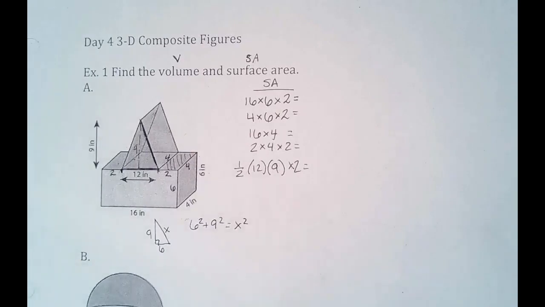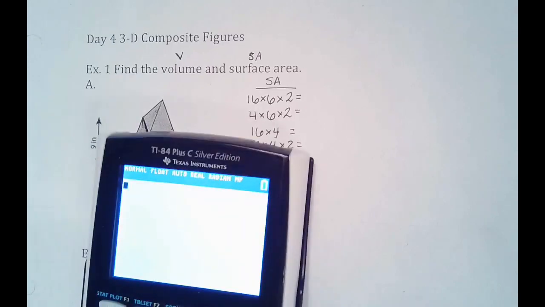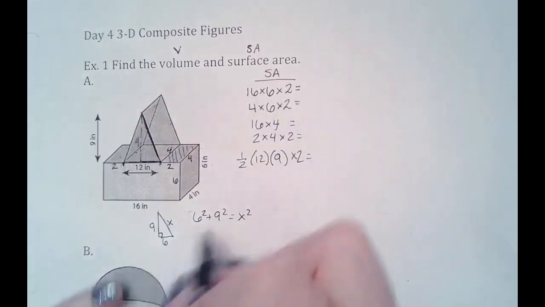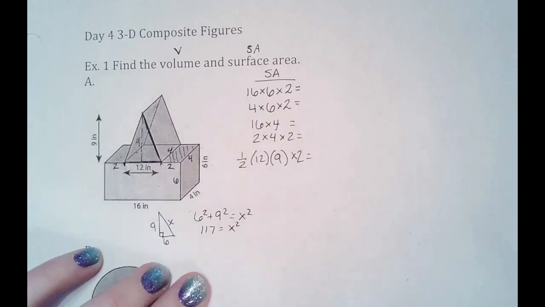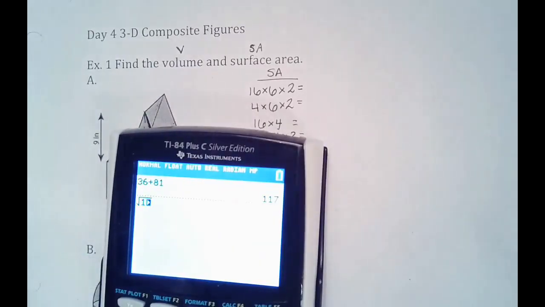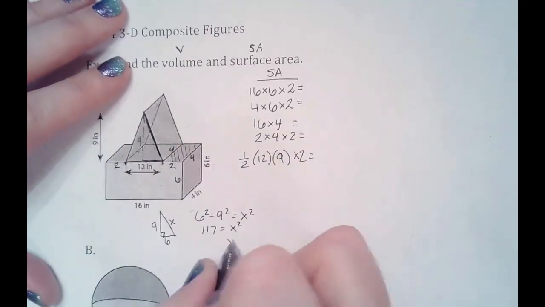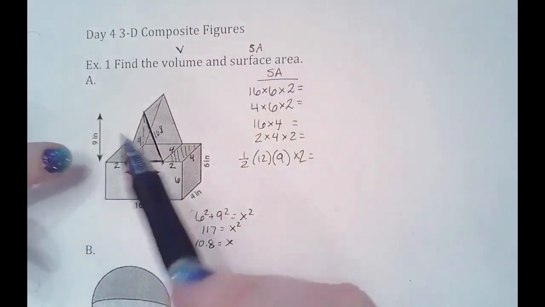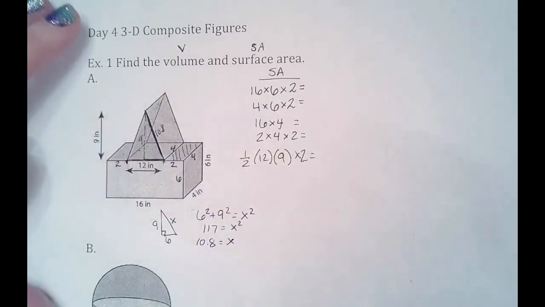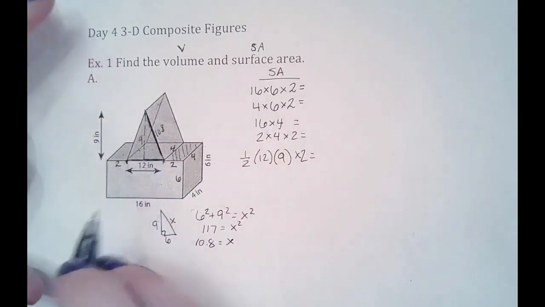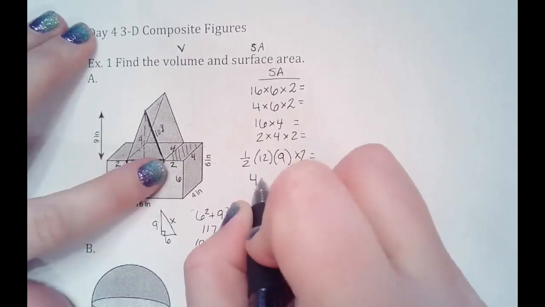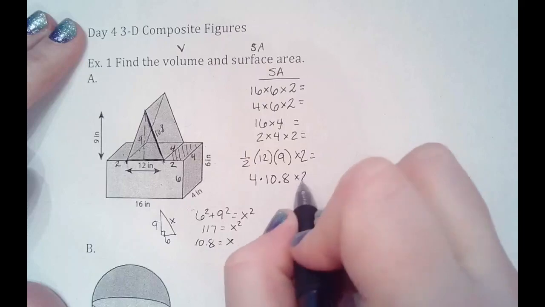So 6 squared plus 9 squared, and we need to square root 117. So x squared equals 117. Square rooting that, we get 10.8. I'll just round to the nearest tenth. So x equals 10.8. That is the height there. And I have 2 of those rectangles, 1 on each side of my triangular prism. I don't use the 3rd one because that is not on the surface. It's kind of sandwiched between the composite figure. So I'll do again 4 times 10.8, and there are 2 of those, so times 2.